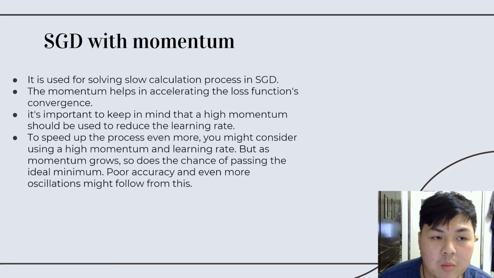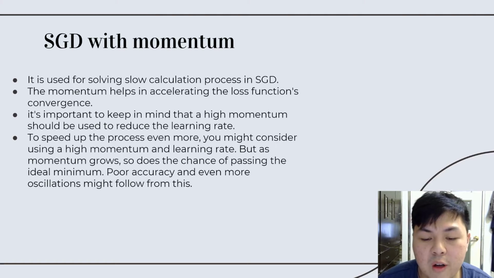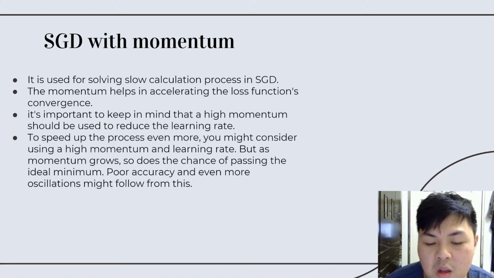The fourth one, we have SGD with momentum. Due to the fact that the SGD follows a more noisy path than the GD technique, it takes more iterations to obtain the ideal minimum, which results in a highly slow calculation process. So because of that, we use stochastic GD combined with the momentum technique to solve the issue.